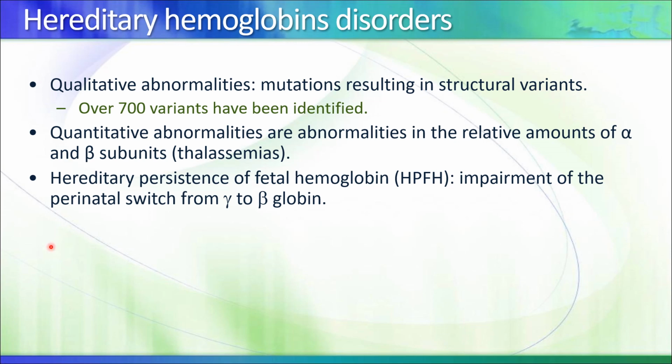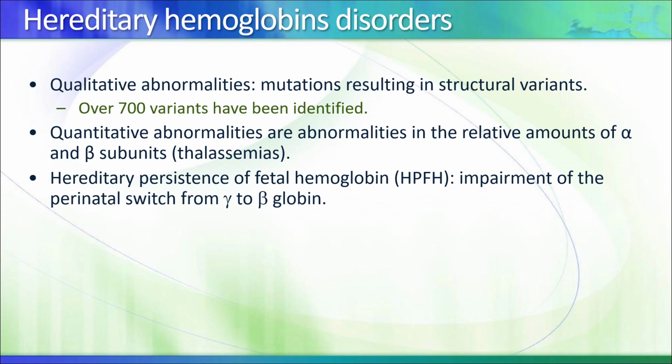We also have quantitative abnormalities. Basically, the molecule is fine in structure except that there are smaller quantities of hemoglobin molecule, whether alpha chain or beta chain, in cells. These are collectively known as thalassemias. Now, Jordan has a high prevalence of thalassemias.